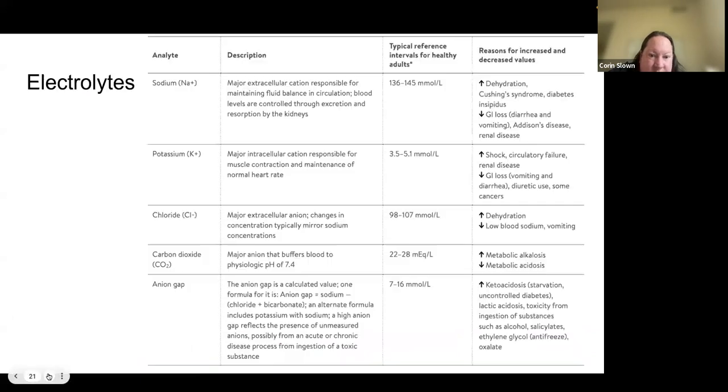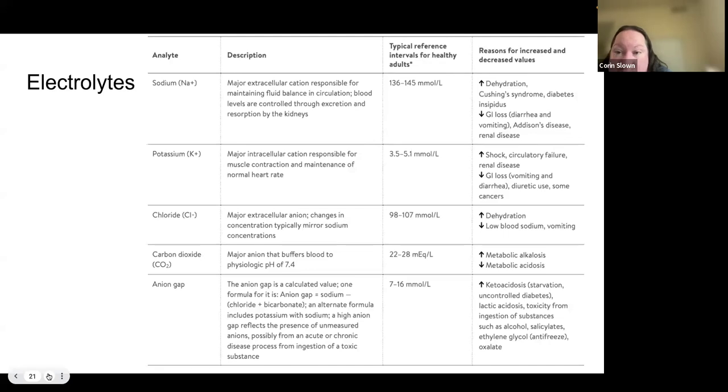Now we're going to take a closer look at each of these electrolytes. I think this is such a fascinating space to explore aqueous chemistry because there are all sorts of reasons for increased and decreased values associated with a given electrolyte. So we're going to orient to this table. We have a typical reference interval for healthy adults. Now the star note, most important observation here is these are ranges for a reason.